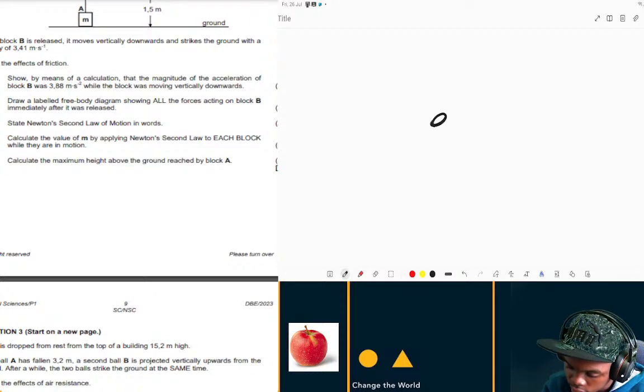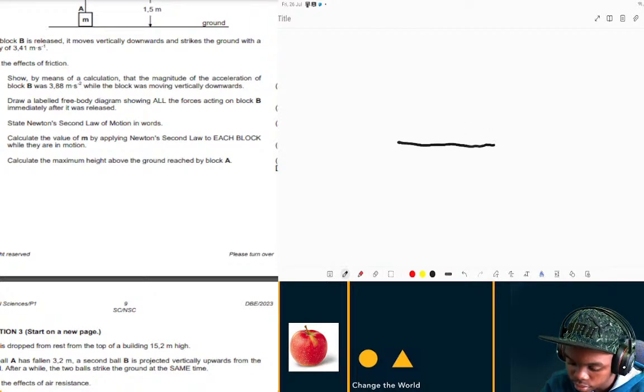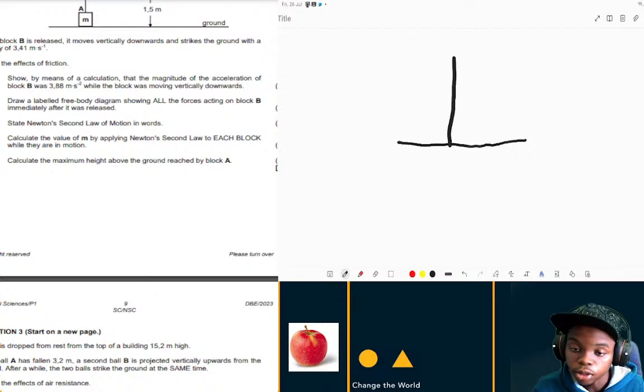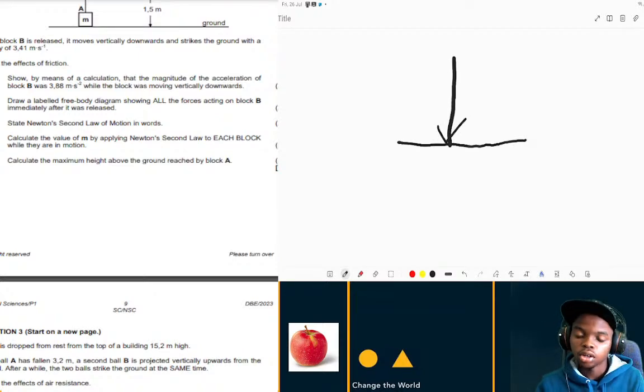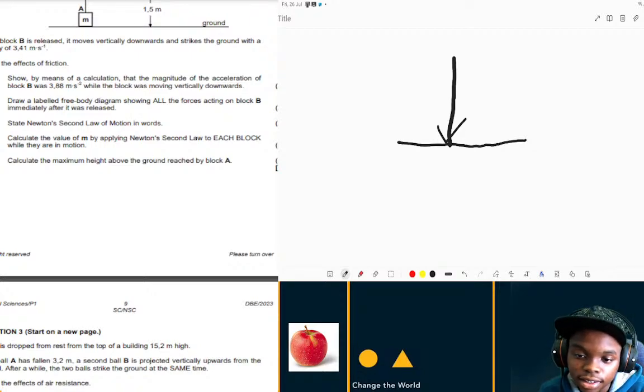If this is the surface, the normal force is a force that acts perpendicular to the surface. That's the definition of normal force: it's a force that the surface exerts on an object, and it's always perpendicular to the surface. So the normal force is always perpendicular to the surface.